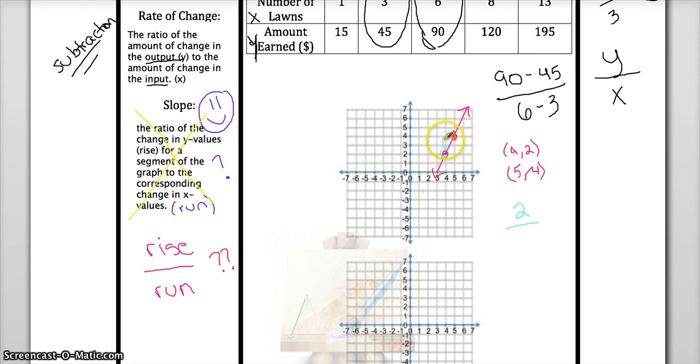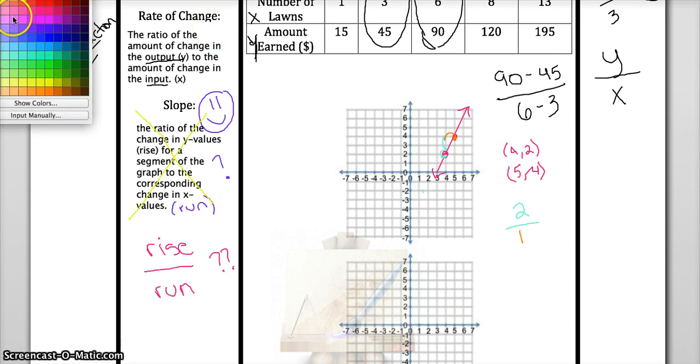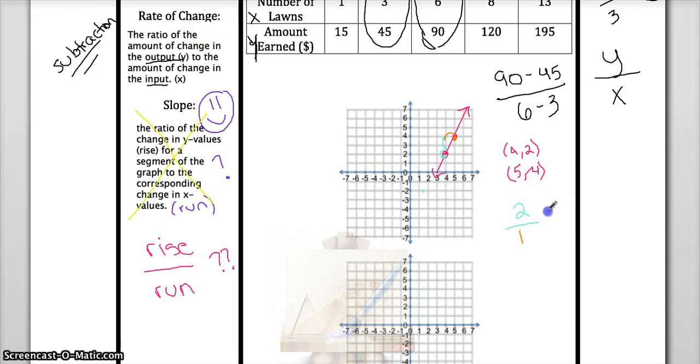So I rose 2 and I ran 1. 2 over 1. Well, what does 2 over 1 simplify to? 2 over 1 reduces to 2. So the slope of my line is 2. Ta-da! Happy 2. That's our answer. That's it. And then what about this one?